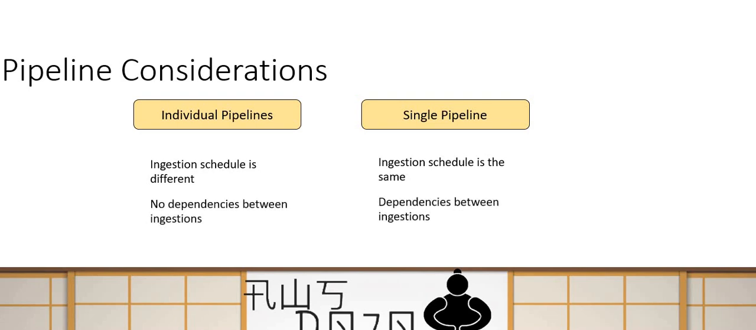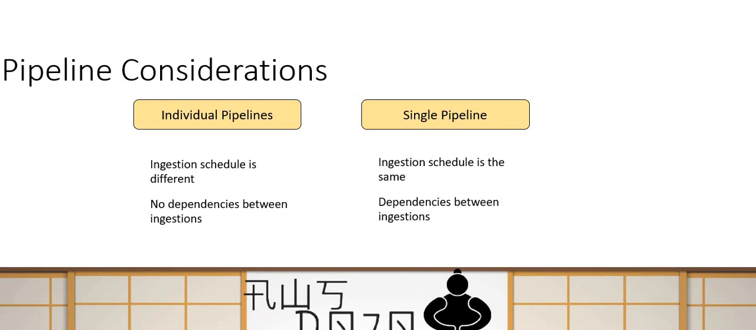Now the second one is dependency between ingestions. If you have a scenario where, say, you have 10 tables, but you want to first ingest 2 tables, then ingest 3 more tables, and then the rest of the 5 tables, if you have a certain dependency like that, then generally people go for a single pipeline.